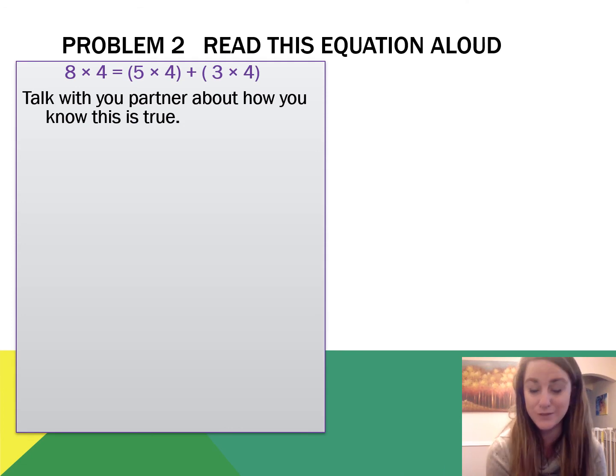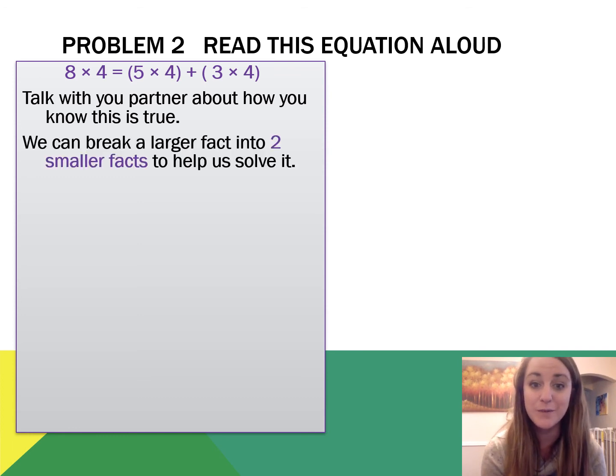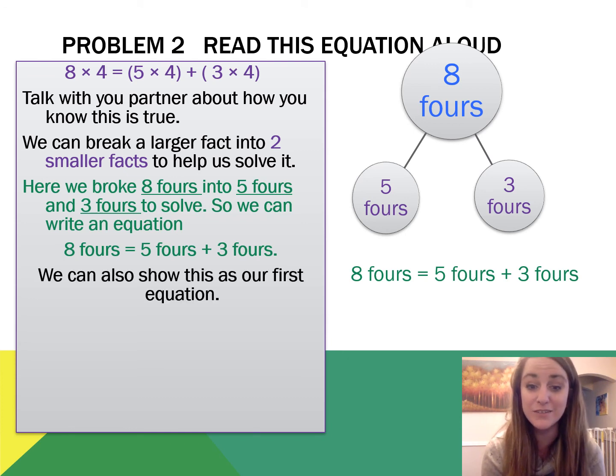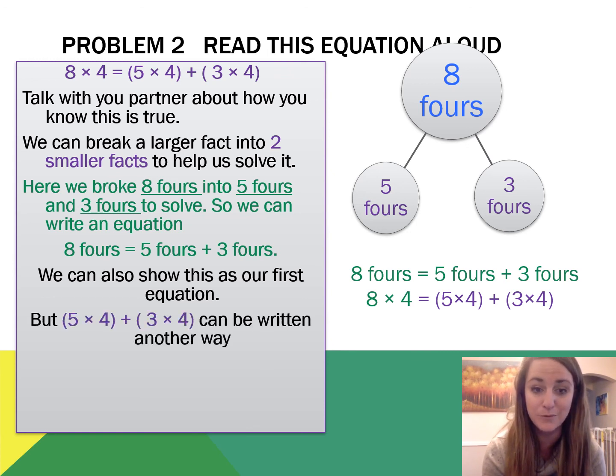Now let's finish with this last equation. 8 times 4 equals 5 times 4 plus 3 times 4. We know this is true because we broke 8 times 4 into 2 smaller facts to solve it. Here we broke 8 fours into 5 fours and 3 fours to solve. So we can write the equation like 8 fours equals 5 fours plus 3 fours. We can also show this as our first equation. 8 times 4 equals 5 times 4 plus 3 times 4.